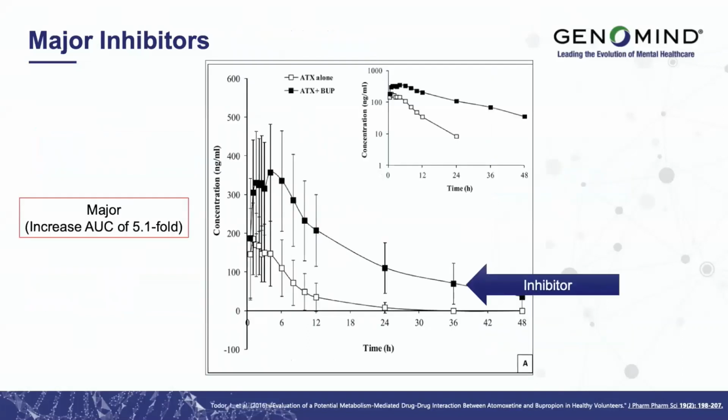Here's an example of that right here. If you look at these squares, the white squares down here, that's atomoxetine. Atomoxetine by itself, standard doses of Strattera. Now, if you were to add on Wellbutrin or bupropion, bupropion is a major enzyme inhibitor. So it boosts the AUC 5-fold of atomoxetine. That's a dramatic increase, okay? And you can imagine that a patient would experience significantly more side effects to atomoxetine if you suddenly raise their blood levels by 5-fold, okay?